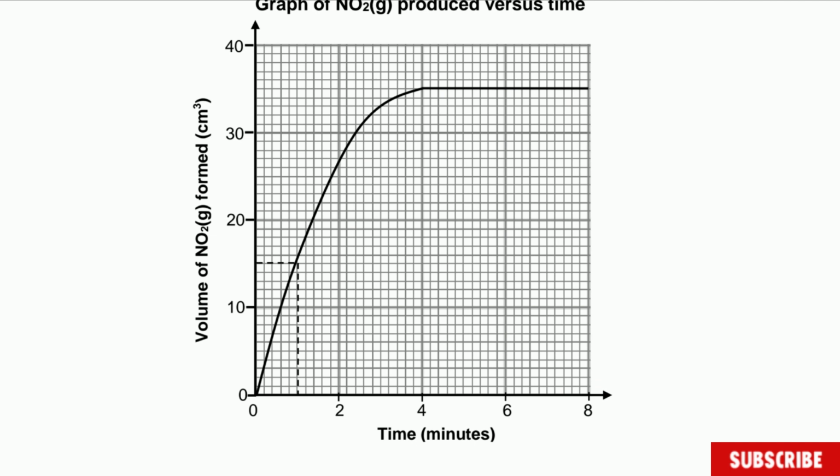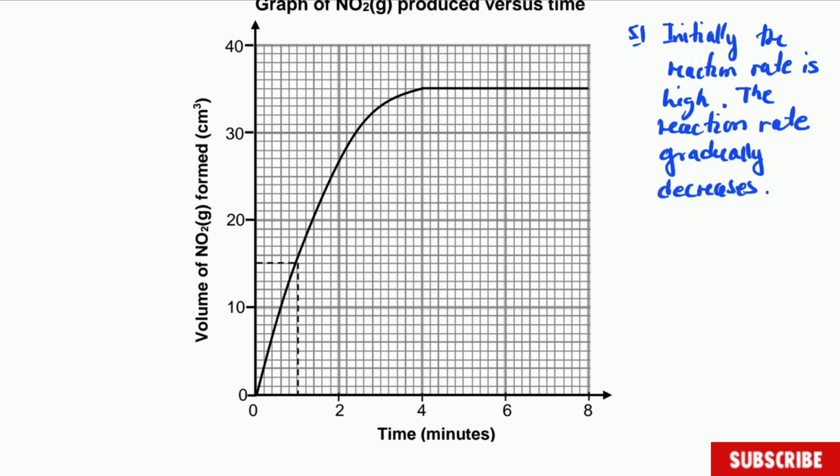So what do we have to answer here? Looking at the graph, we can see that initially the gradient of the graph is very high, it's very close to the y-axis. What does it mean? It means that the reaction is occurring very fast. So all we have to say first for question 5.1 is that initially the reaction rate is high. However, as time passes, you can see that the gradient shifts away from the y-axis. Therefore, the reaction rate gradually decreases, eventually until the reaction is done.